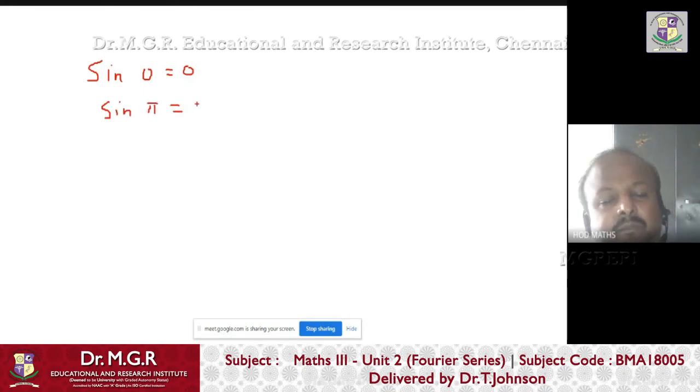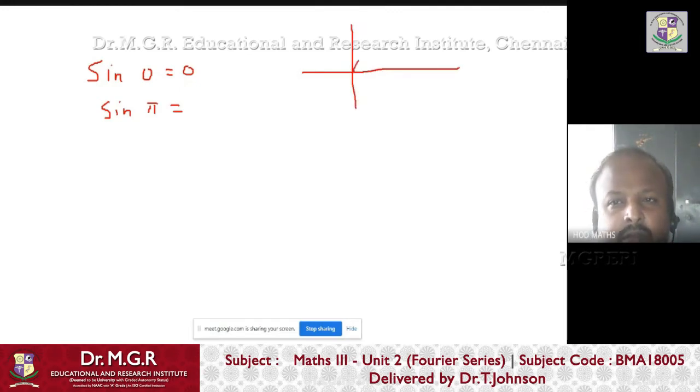Sin pi. Sin pi means this: sin 0, sin 90, sin 180. So what is sin pi? Sin 0, this is sin 90 degree when it touches 1. And then it is sin 180 degree. What is sin pi? Now you tell.